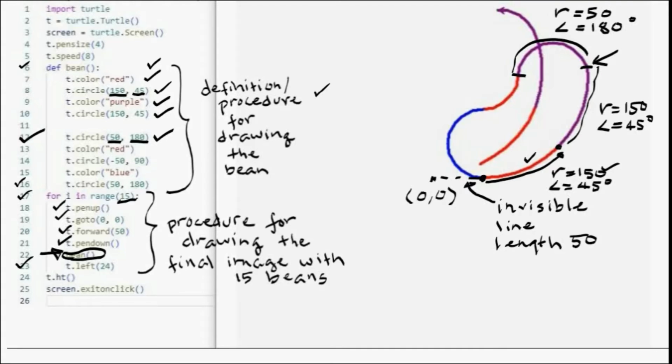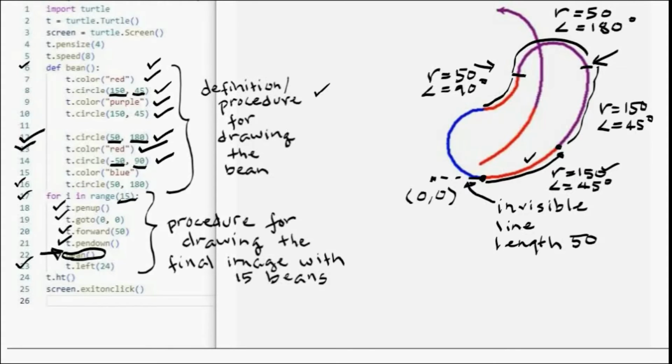At this point here, I draw this red arc here. Before drawing the red arc, I change the color, line number 13, to red, and then I draw the arc. The radius of the circle from which the arc is taken is actually 50. So let me write that. R is equal to 50. And then the angle of generation is 90 degrees.